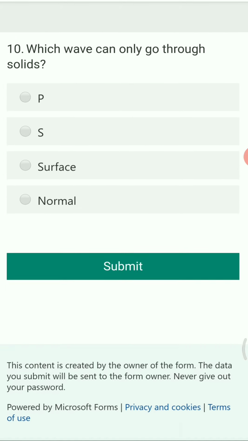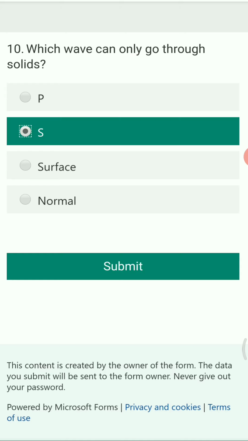Next question, which wave can only go through a solid medium? The options are P wave, S wave, surface wave, normal waves. The right answer is S waves, because they can travel only in a solid medium and cannot travel in liquid and gaseous media. So this is all about the assignment, which was totally based on the shadow zone as well as the topic of earthquakes.